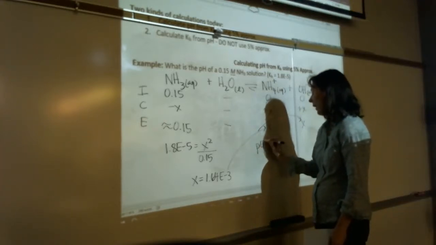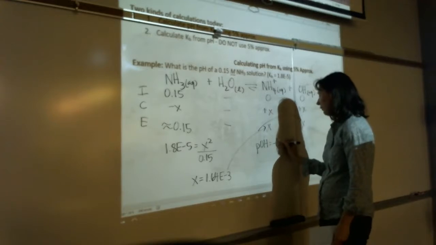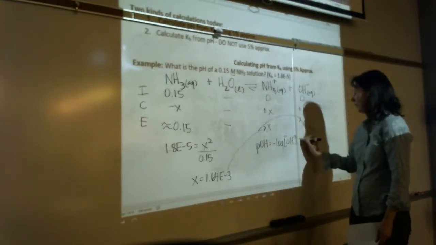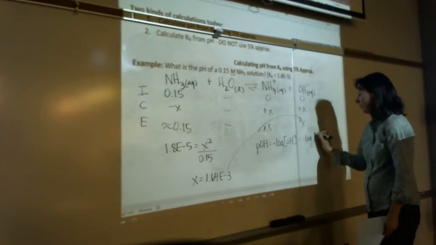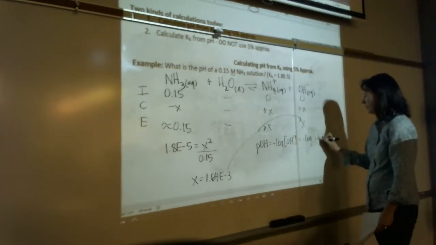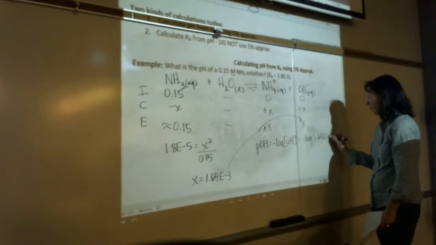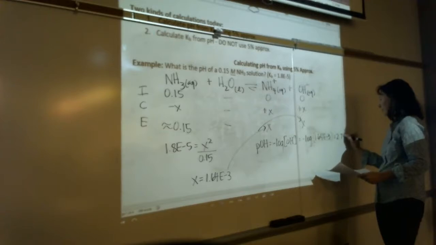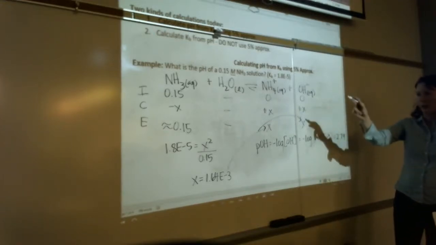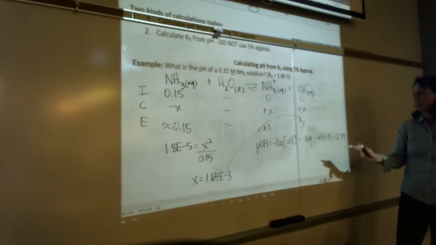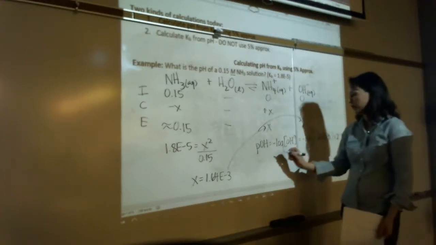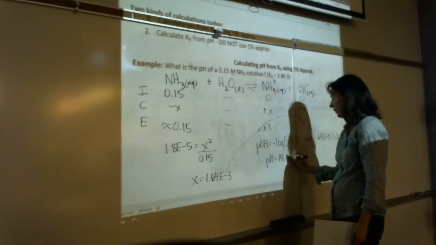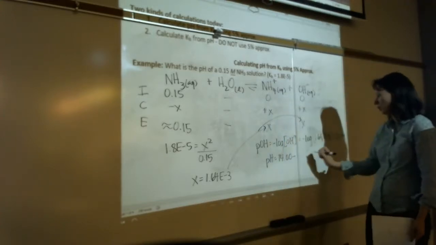So pOH is negative log of the concentration of hydroxide. So that's negative log of x, 1.64 times 10 to the negative third. So I got 2.79. But the problem doesn't ask for the pOH, the problem asks for the pH. So how do I get my pH? pH is just 14 minus 2.79.